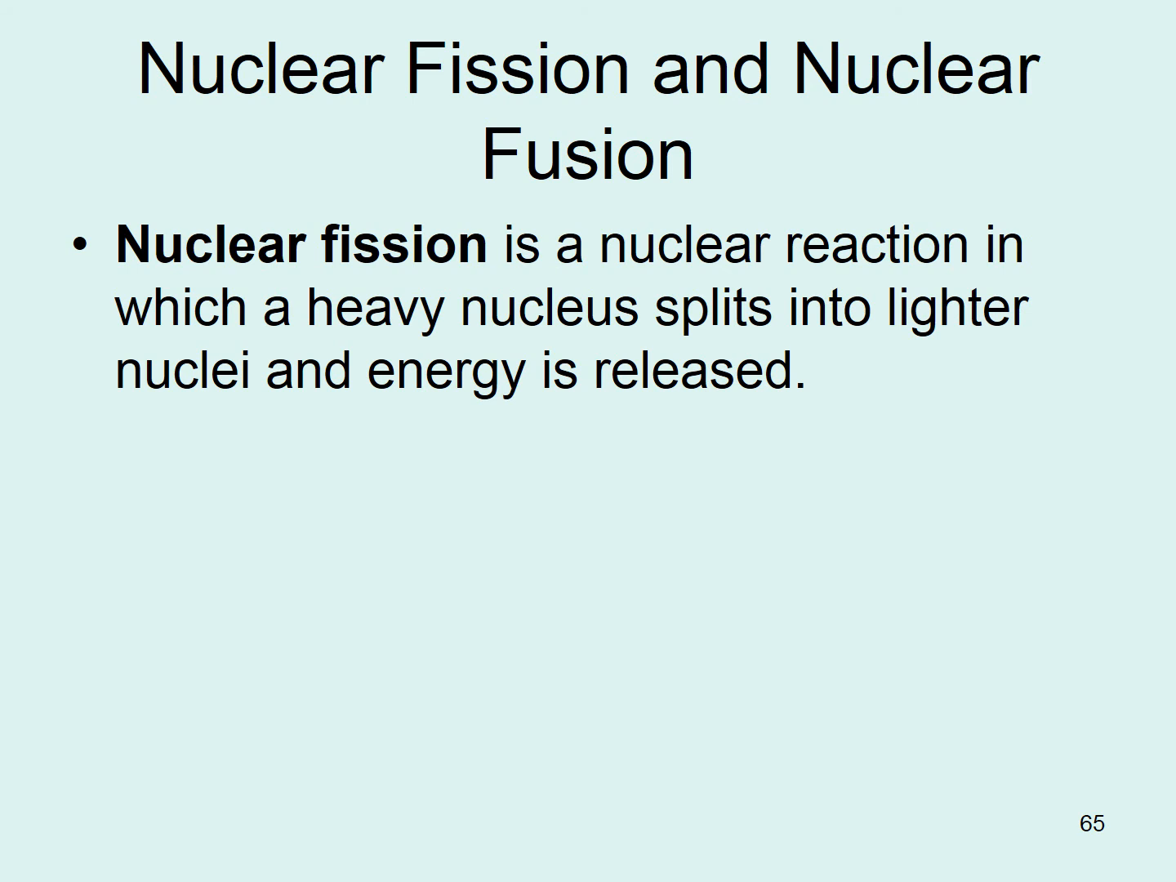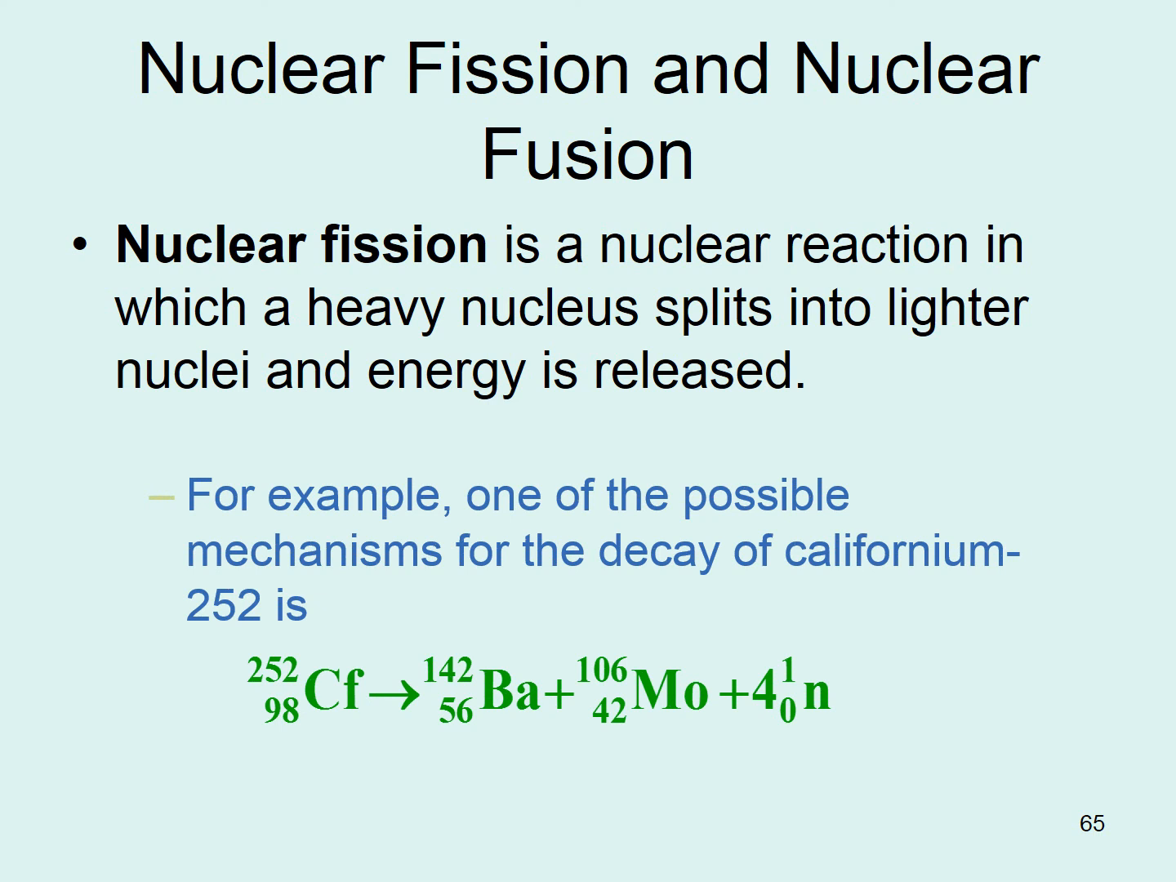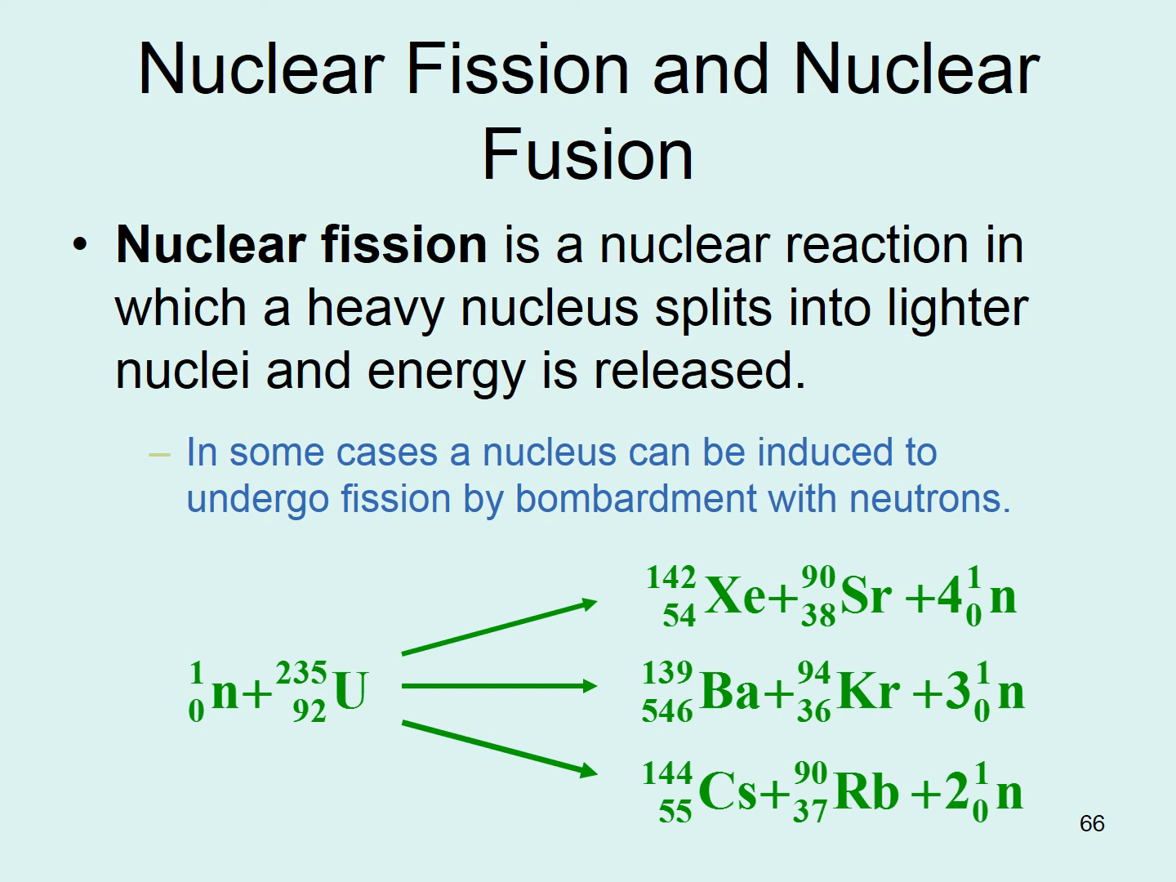There's nuclear fission and nuclear fusion. So what are they? Nuclear fission is a nuclear reaction where a heavy nucleus splits into two or more lighter nuclei. And when that happens, energy is released. So an example of this, californium might break apart into barium and molybdenum, and at the same time, 4 neutrons are released. And energy. This is one of the ways where we get energy.